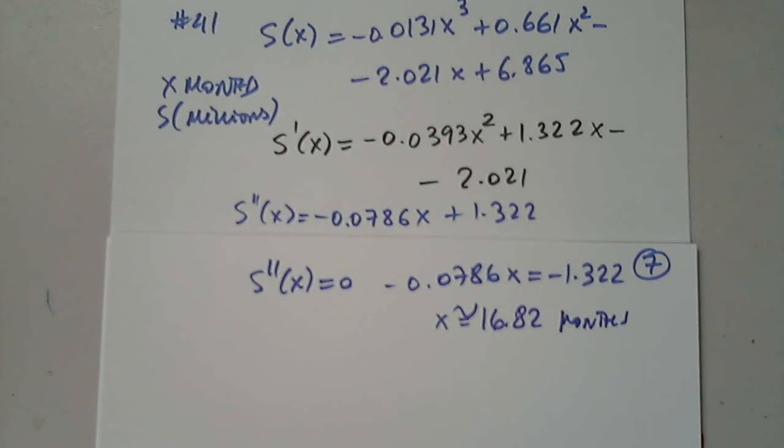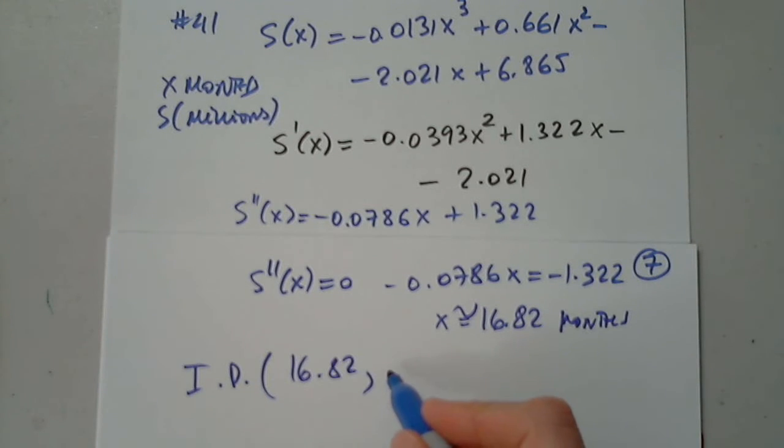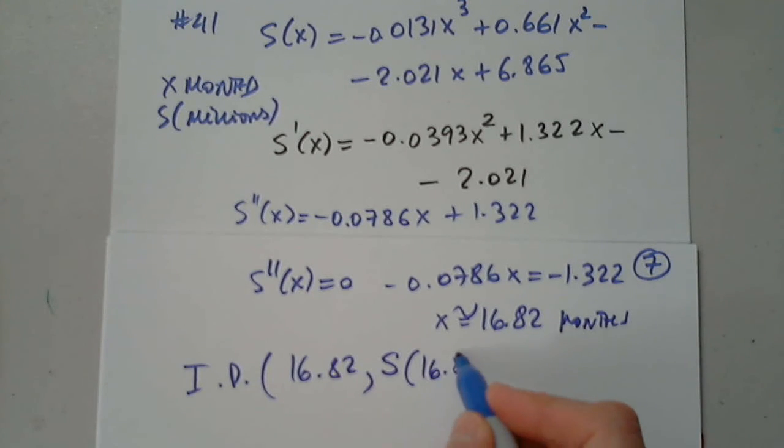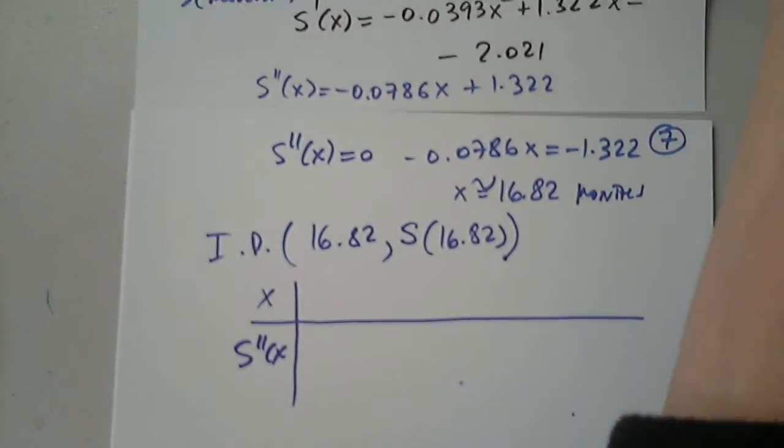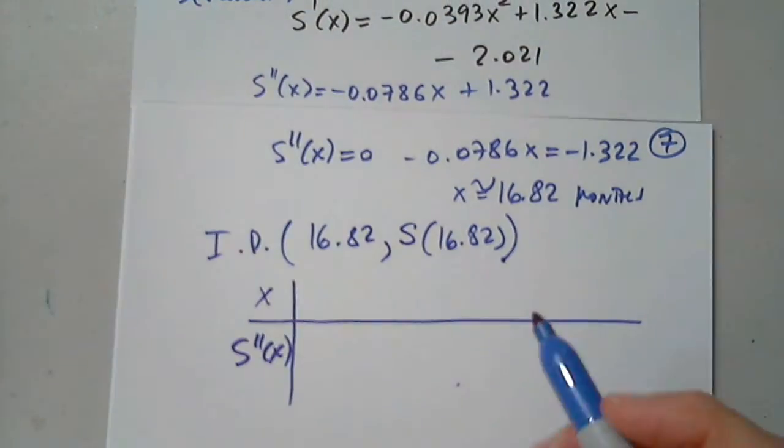Now, what is the inflection point? This is not the inflection point. The inflection point is 16.82, comma, S of 16.82. So I have to plug this in and just get the number. But what is the significance? Well, we have to discuss this for the second derivative, just because that's the only question here.